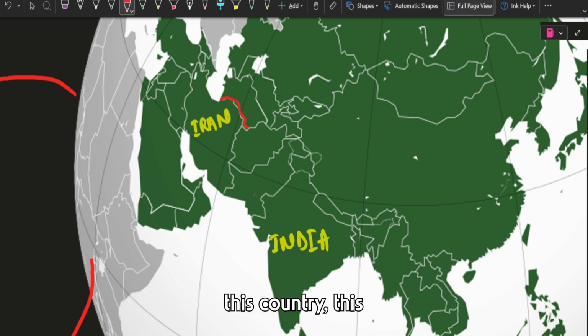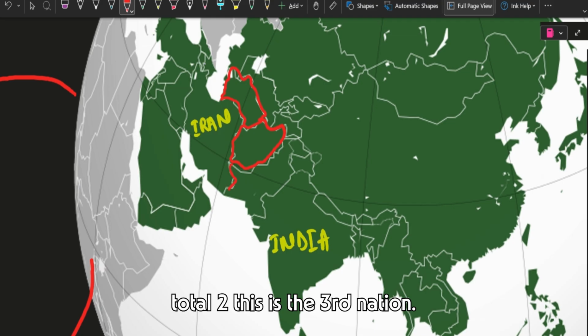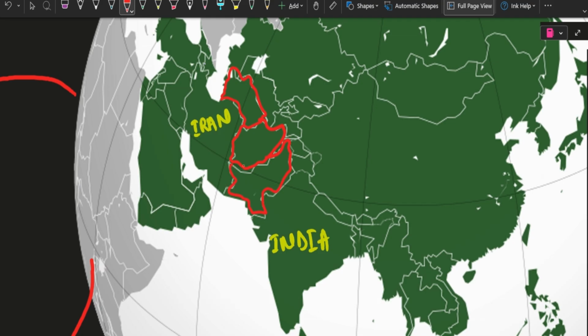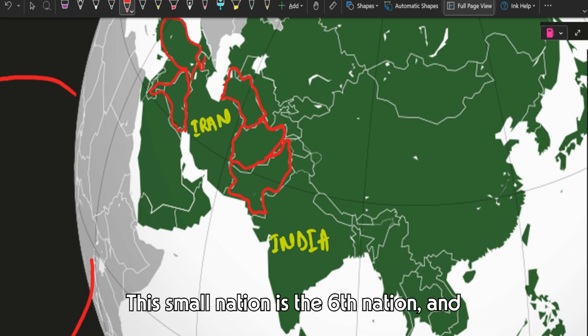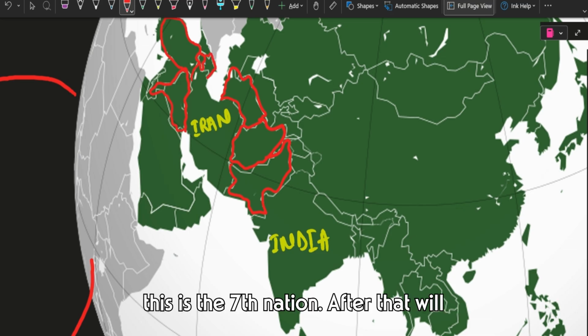First of all, this country, this nation, then comes this nation, total two. This is the third nation, then this is the fourth nation, this is the fifth nation, this small nation is the sixth nation, and this is the seventh nation. After that, we'll do the water bodies.